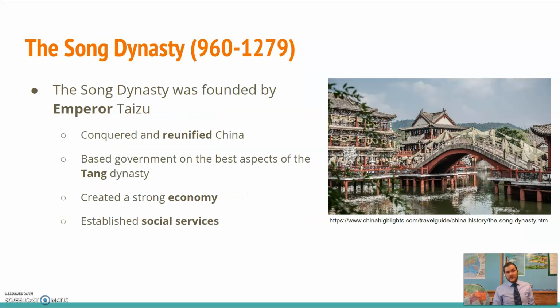And that led way to the Song Dynasty. And it was founded by Emperor Taozu. And he conquered and reunified China. So remember how it fragmented? Well, he was able to reunify it. And he based government on the best aspects of the Tang Dynasty. He was able to create a strong economy and establish social services that helped the citizens.